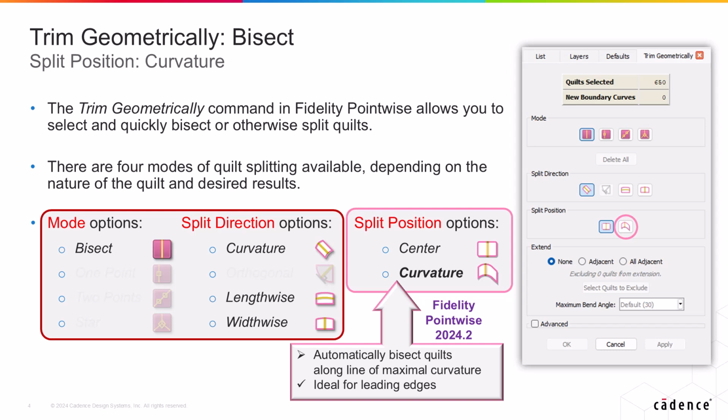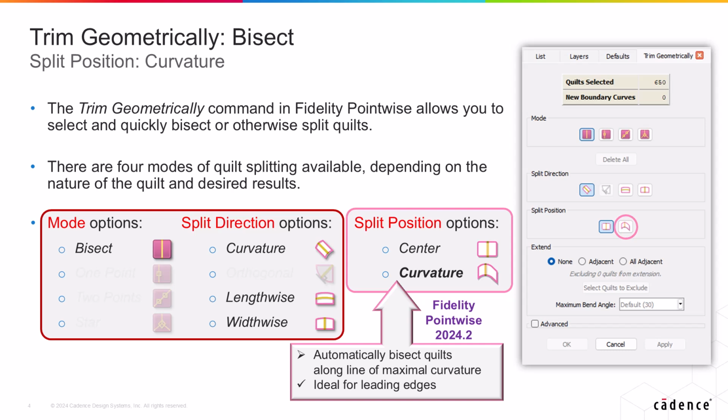Starting with Fidelity Pointwise version 2024.2, we now have more control over the trimming curve definition for the bisect mode. After we determine the direction of the split, the default behavior in the earlier versions was to split the quilt with a curve that passes through the center point, which is computed as the average of all of the quilt's corner points.